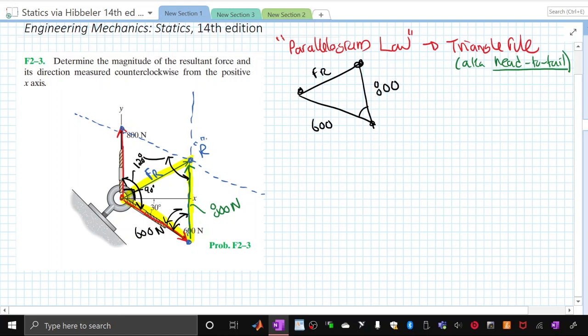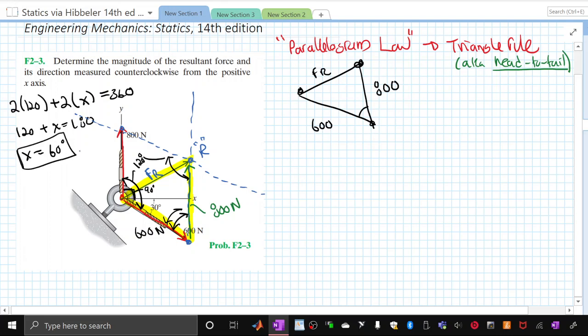So once we have that, we can employ the fact that the interior angles add up to 360. So 2 times 120 plus 2 times this unknown angle, I'm just going to call it x, equals 360. If you divide everything by 2, you have that 120 plus x equals 180. So x is equal to 60 degrees. Okay, so there we have it. Right here, we have a 60-degree angle.